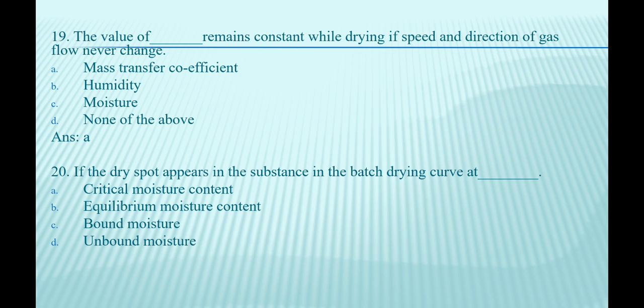Next question is, if the dry spot appears in the substance in the batch drying curve at dash, A critical moisture content, B equilibrium moisture content, C bound moisture, D unbound moisture. So the correct answer is A, that is critical moisture content.